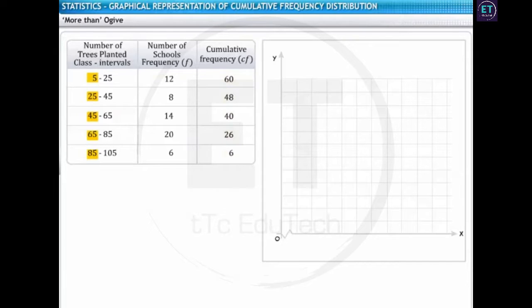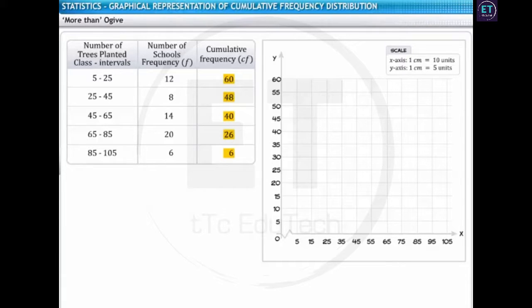Let's choose any comfortable scale to mark the lower class limits on the x-axis. We'll take a scale of 1 centimeter equal to 10 units, which is equal to 10 trees on the x-axis. Then, we'll label these with the lower class limits of the class intervals. Next, we'll choose a suitable scale to mark the reference points for the cumulative frequency on the y-axis. We'll take a scale of 1 centimeter equal to 5 units, which is equal to 5 schools on the y-axis.